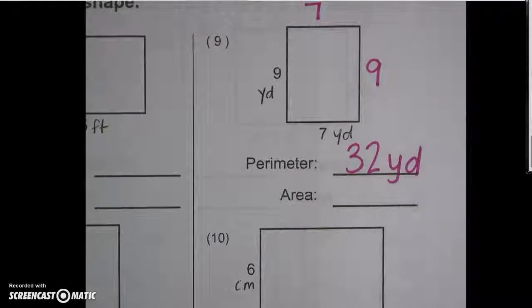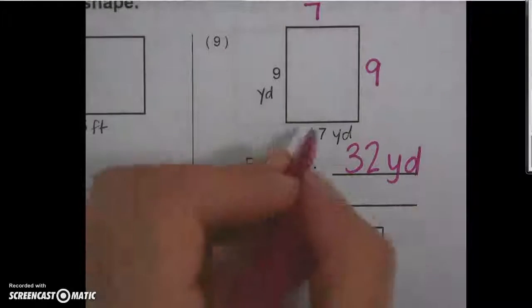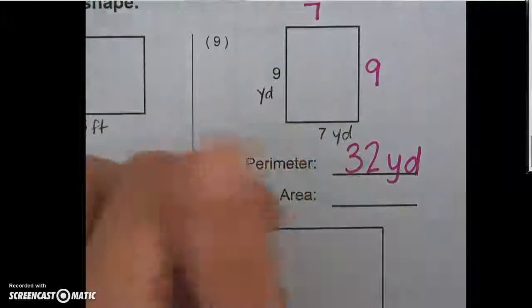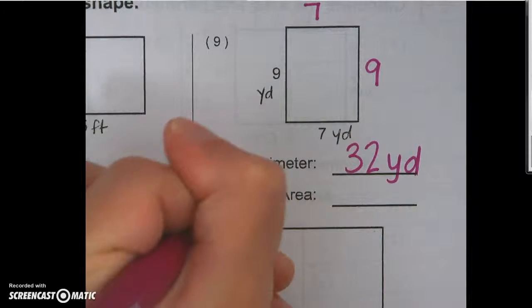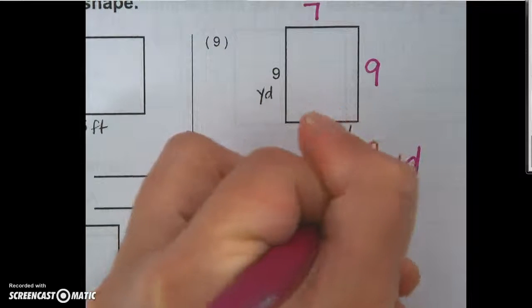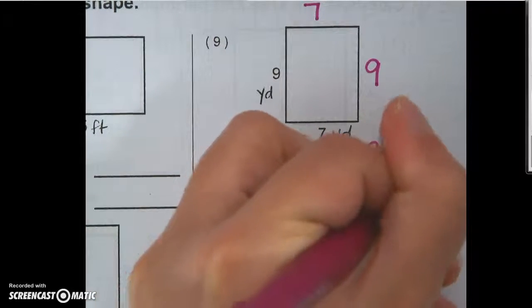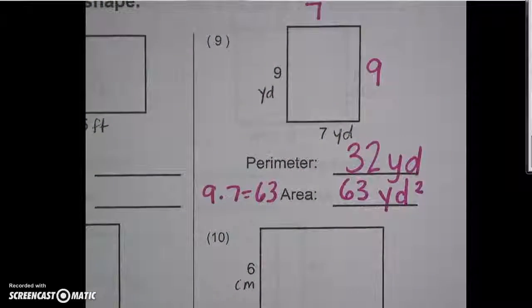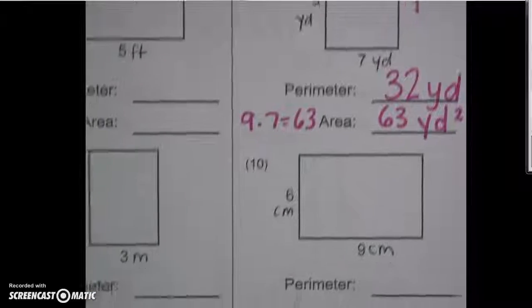To find the area, all I have to do is multiply my length times my width. So I'm going to do 9 times 7, which gives me 63. So this is 63 square yards, and we write it as yards with that little 2 there. We'll look at one more.